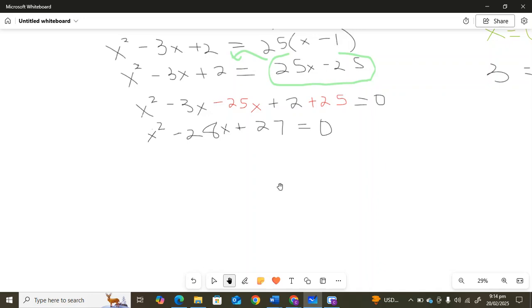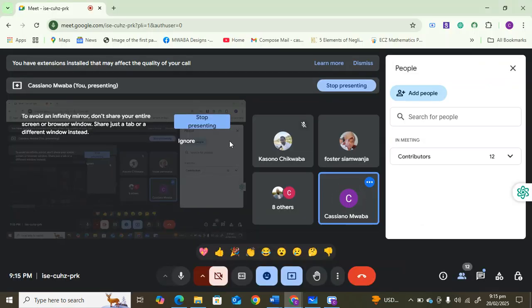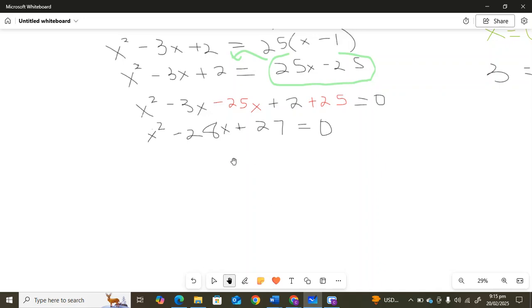Yes, quadratic formula. If you've mastered it in your heart, always use it because it always works. Factorization doesn't always work. Sometimes factorization can fail. So those who remember the quadratic formula, okay. But let's use factorization.